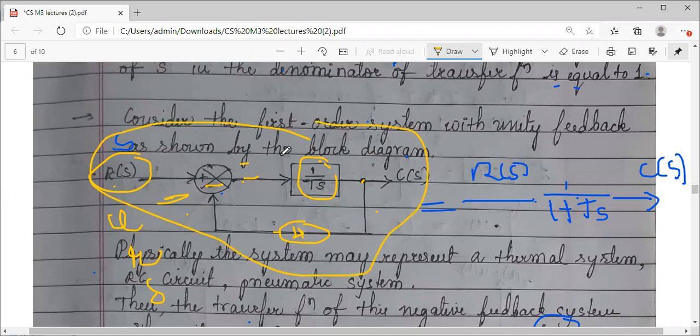Okay, so in the next session we will be looking into how to get the time responses for second order systems. So today's session we covered first order. Now we will be looking into the details of second order systems. Okay.